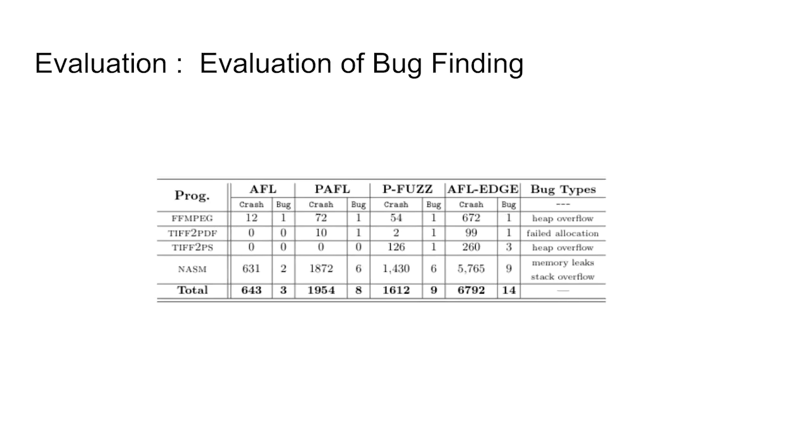In the course of the evaluation, the fuzzing tools also trigger many crashes. As shown in this table, we can see AFL Edge triggered 6,792 unique crashes and 14 previously unknown bugs, outperforming both PFuzz and PAFL. Moreover, all the bugs detected by PAFL and PFuzz are also detected by our solution.